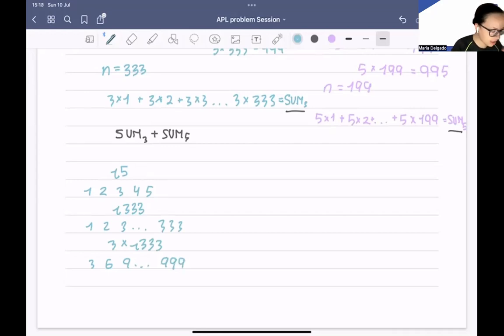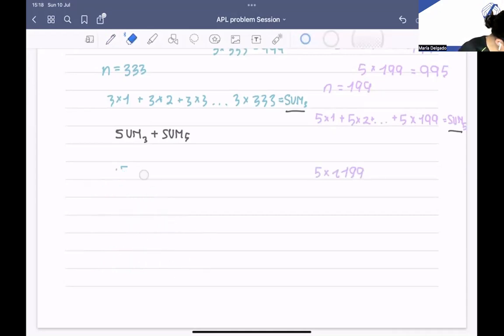In the multiples of 5, we need to do the same. So it's iota 199 in this case, to get 199 values, and we need to multiply each one of them by 5. So we put 5 on the sign of multiplication. So let me erase this so we can get more space. We said there is 3 times iota 333.